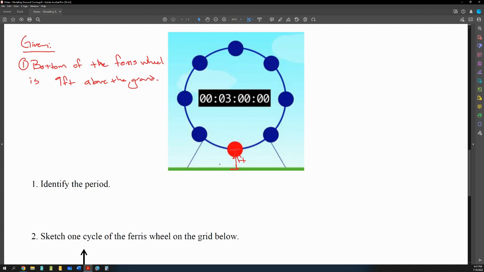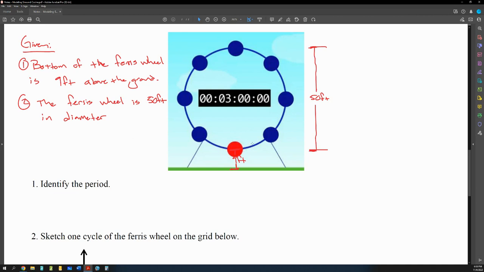Okay. The second thing that you need to know is that the Ferris wheel is 50 feet in diameter. It's 50 feet in diameter. So that means from the bottom of the Ferris wheel to the top of the Ferris wheel, it is 50 feet. Okay? All right. So remember your observations.